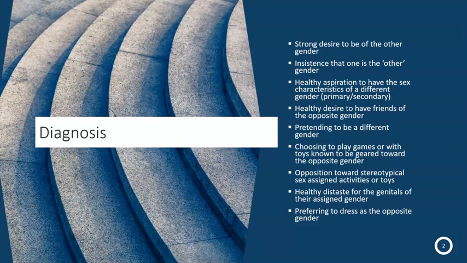And children must have 6 of the 8 symptoms, again, with one of them being a strong desire to be of the other gender or an insistence that one is the other gender or some alternative gender from their assigned gender. Some children label themselves by the other gender as early as 2 to 3 years of age. However, children do not recognize gender constancy until they're around 6 to 7 years of age. So again, a child may label themselves by the other gender by the time they're 2 to 3, but children don't recognize gender constancy until they're about 6 to 7 years old.